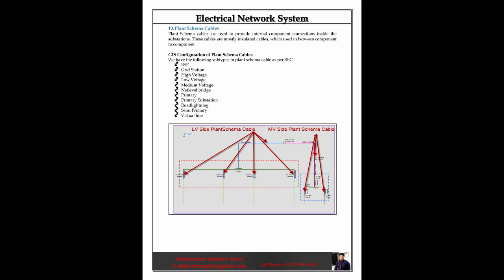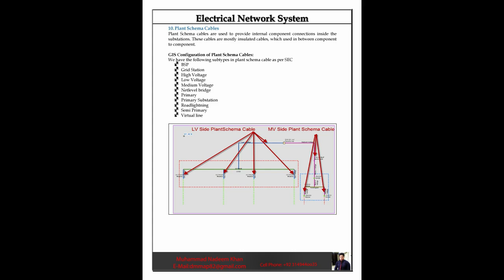10. Plant schema cables. Plant schema cables are used to provide internal component connections inside the substations. These cables are mostly insulated cables, which are used in between component to component. GIS configuration of plant schema cables.